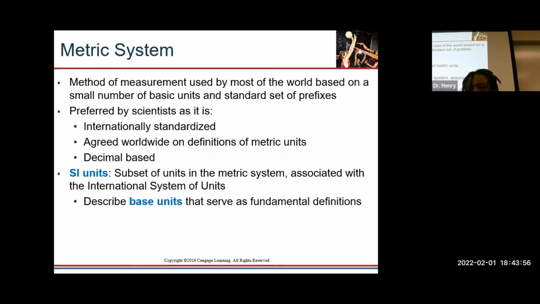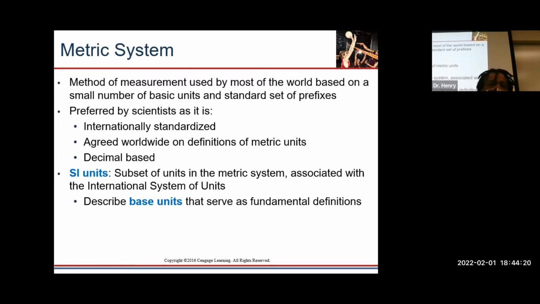Okay. Now we get to talk about the metric system. So I kind of mentioned this a little bit last week. We talked about SI units. SI units are basically the units that everybody in the world is going to be using, particularly in science. So we want to make sure that everybody uses some type of standardized unit system. However, we are in the US. We don't like the metric system.